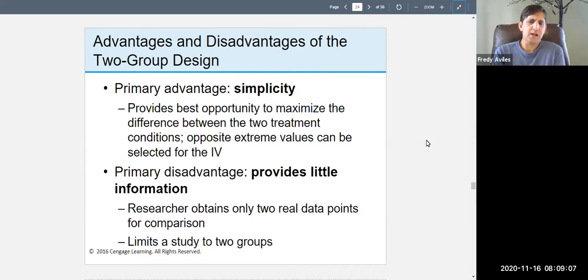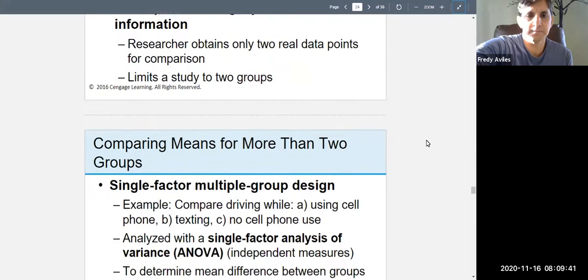The primary disadvantage is that it provides too little information. Because it's simple and only compares two groups, you don't have a lot of information. The researcher obtains only two real data points. You compare two averages, and it's limited to two groups. It doesn't tell you that much. It tells you that basically alcohol works, or that exercise works, or that this drug works. You can compare the treatment group with the control group, but it doesn't tell you much else. So that's a disadvantage. It's simple, but at the same time, there's not a lot of information.